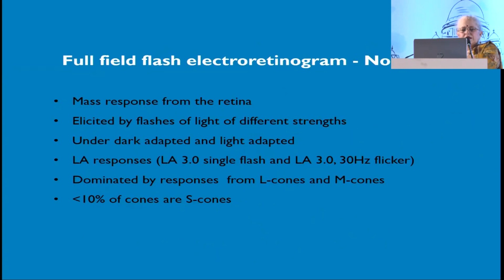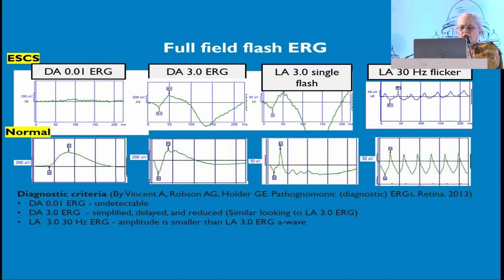The full field flash ERG, which is normal, is a mass response from all these cells of the retina, which is elicited by flashes of light of different strengths. So if we use a dark adapted eye or light adapted eye and put different strengths of the light stimulation on the retina, the responses will vary. So you can see here how a normal ERG will look and how an abnormal ERG will look.